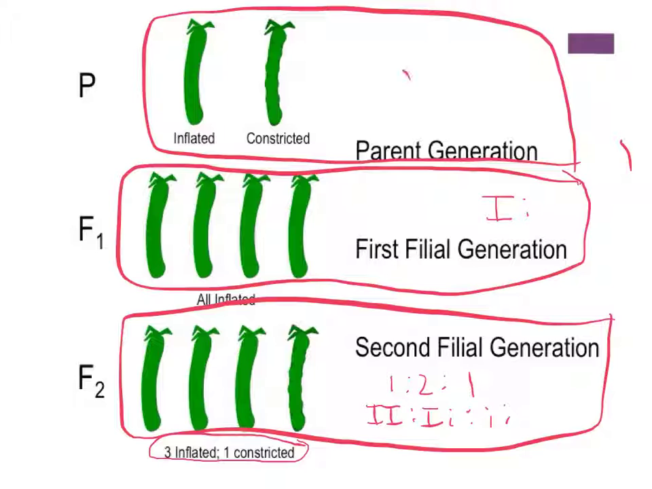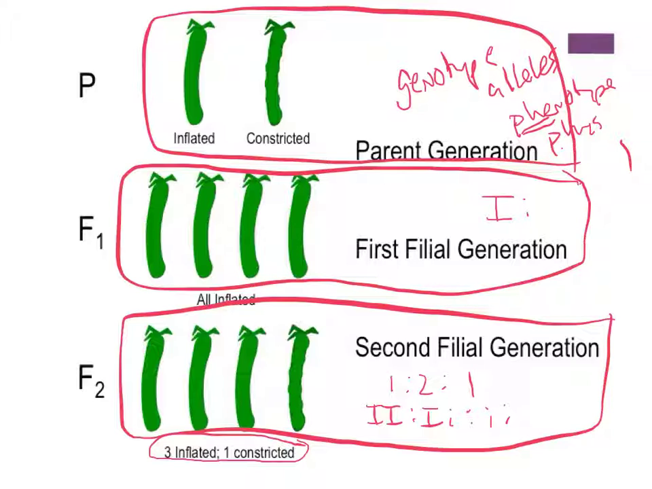And once again, the genotype refers to the alleles, and the phenotype, let's go with that f sound, is the physical appearance.